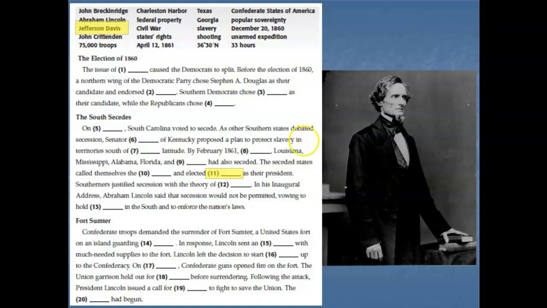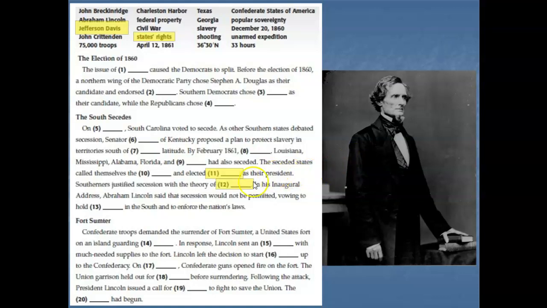He is a former senator from Mississippi. He is a Mexican War veteran, and he was basically told that he was picked as the president of the Confederacy. He and Lincoln were both born in Kentucky, about 100 miles apart, but Lincoln's family would eventually move towards Illinois, and Davis's family would move towards the South.